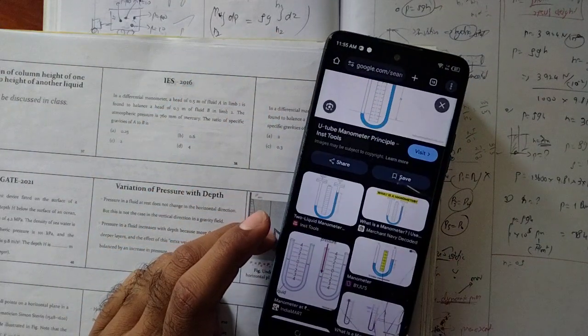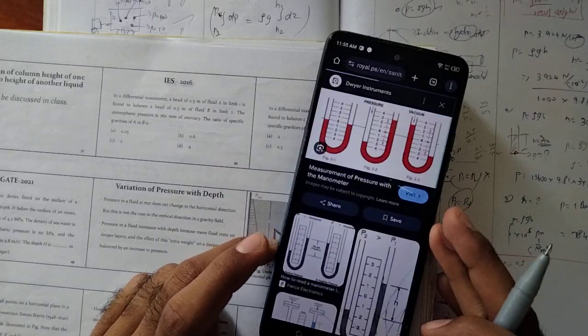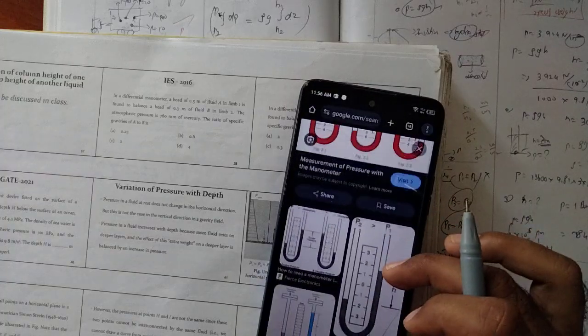Okay, we can just directly go to the basic explanation. Then I will just explain you this one. This is a basic thing.